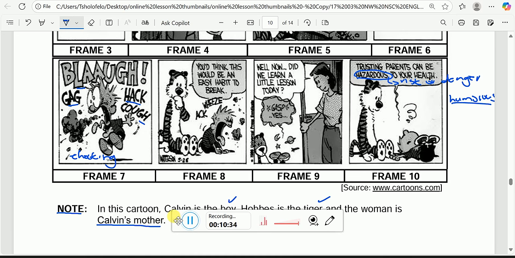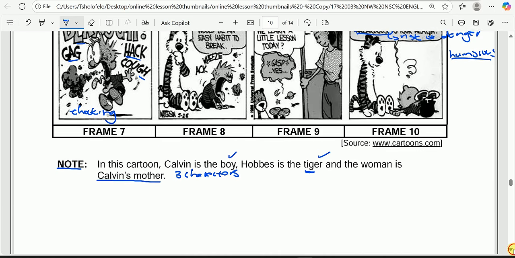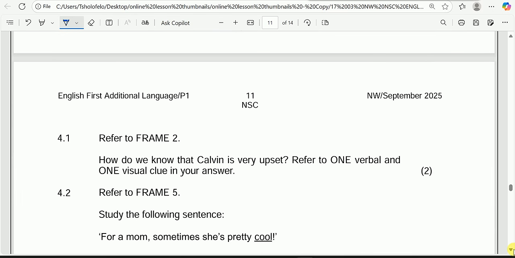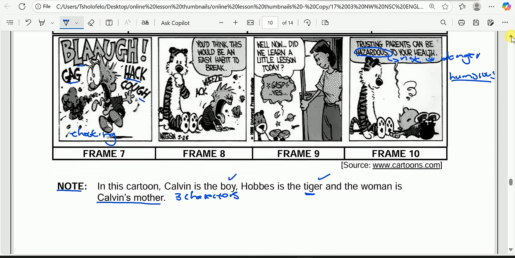Correct. And then once you are done now with the analysis part, that's when you can go to the questions. You don't rush through the questions. You'll realize the same way that you have done with adverts, that when you employ this method, it becomes easier to come up with the correct answers. With that said, again, question interpretation is important. Refer to frame 2. You are going to go back to the set frame 2. How do we know that Calvin is very upset? Refer to one verbal and one visual clue, right? Now let's go to frame 2.